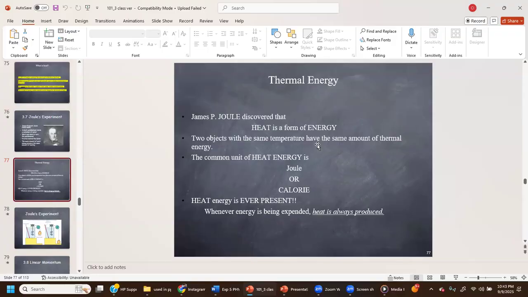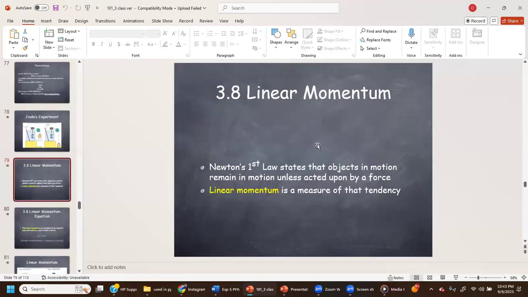Two objects of the same temperature have the same amount of thermal energy. Now, the common unit of heat energy is the joule or the calorie, and heat energy is ever persistent. Whenever energy is being expended, heat is always produced. Now, that brings us down to linear momentum. Newton's first law states that an object in motion remains in motion unless acted upon by a force.